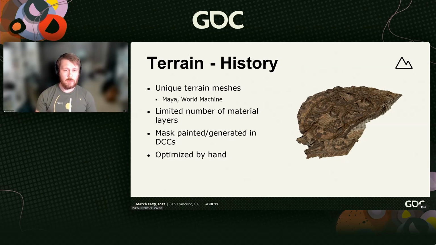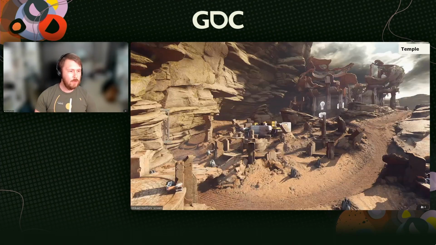The masks had to be painted or generated by DCCs. There was no way of doing it in the level and in context and see it directly. And they had to be optimized by hand. Albeit that, we still used it to great effect. I'm just going to show some examples back from Halo 5 of the terrains that actually was made with this, which for the time worked really well.